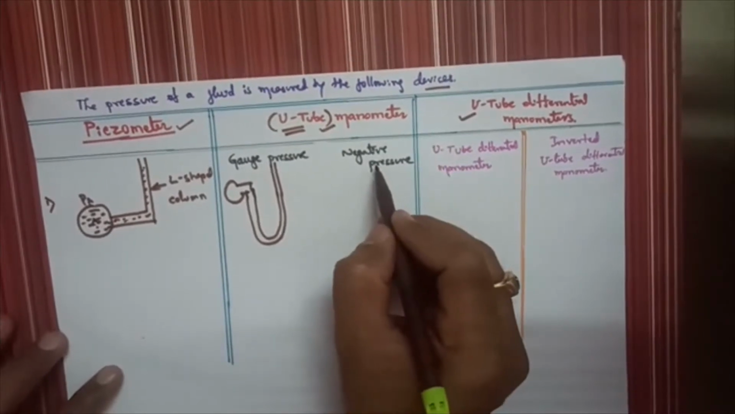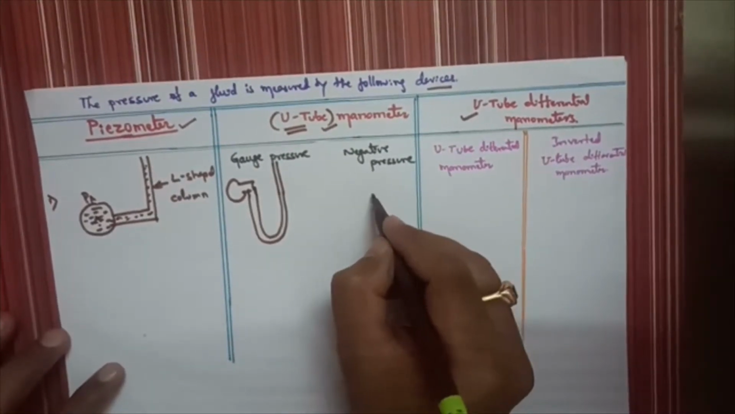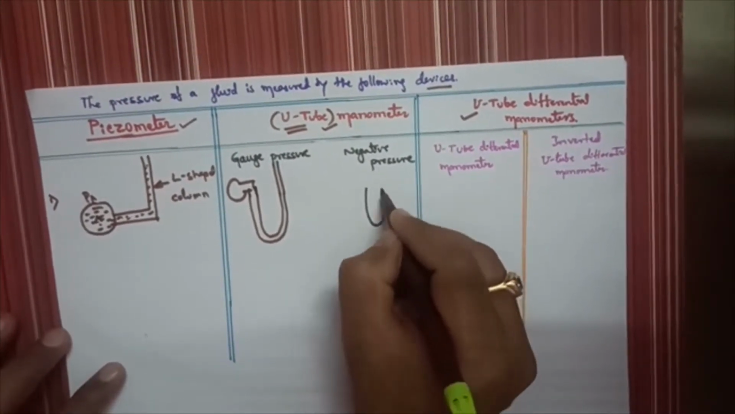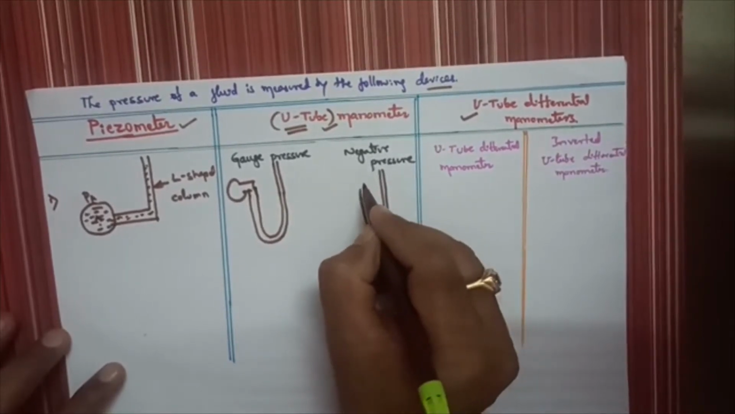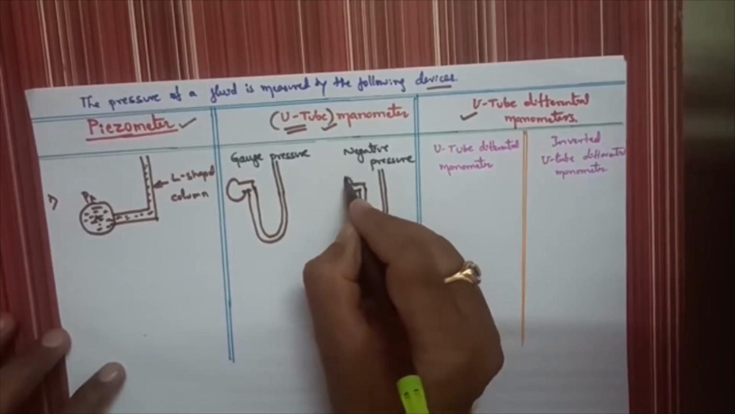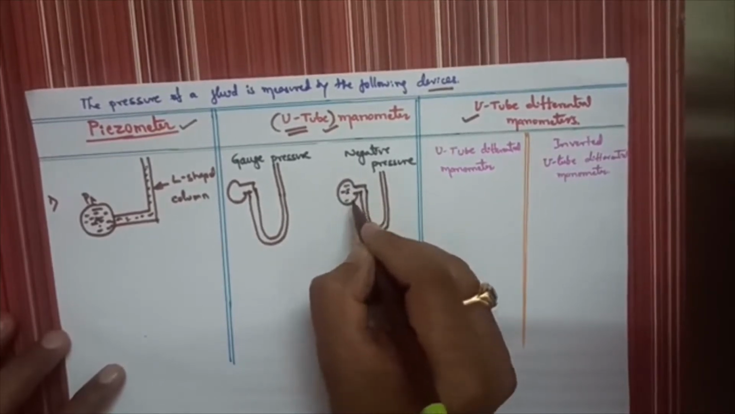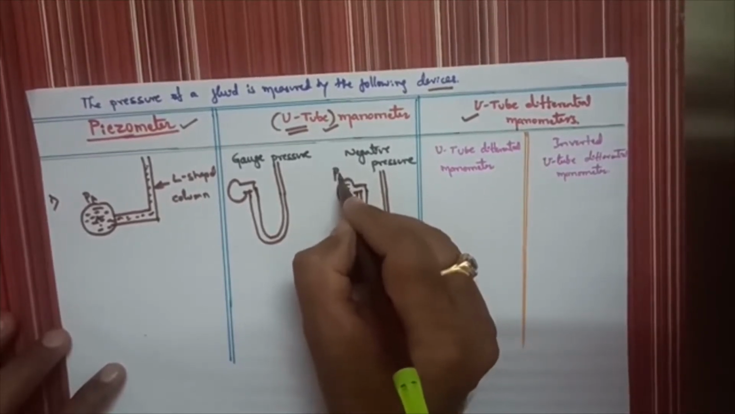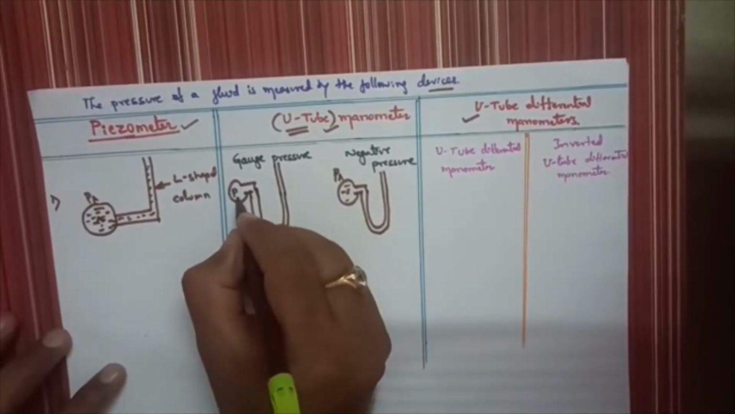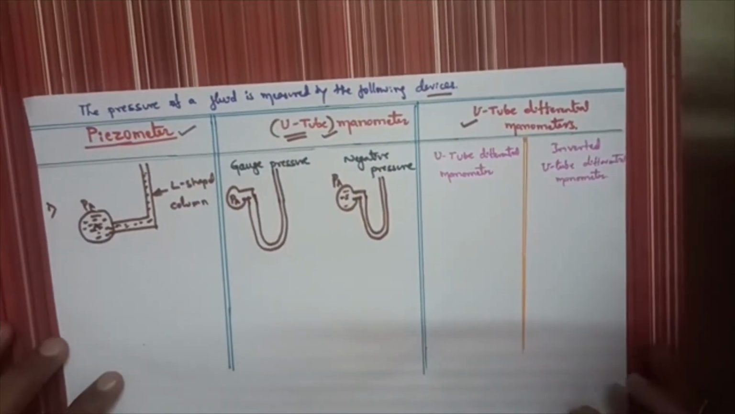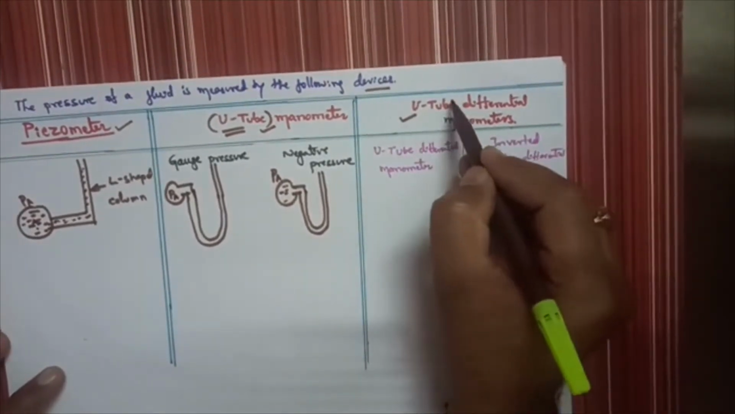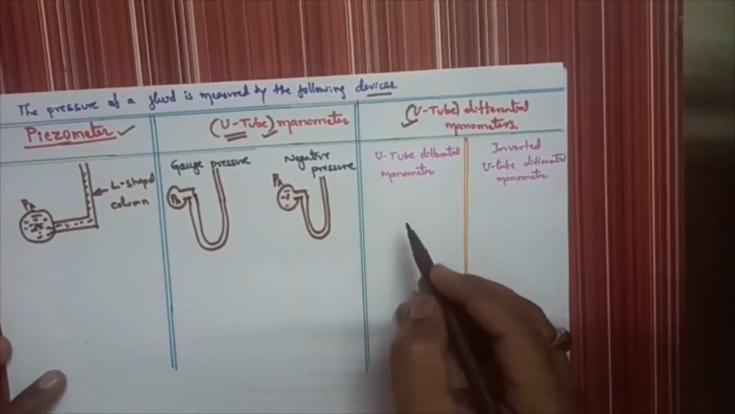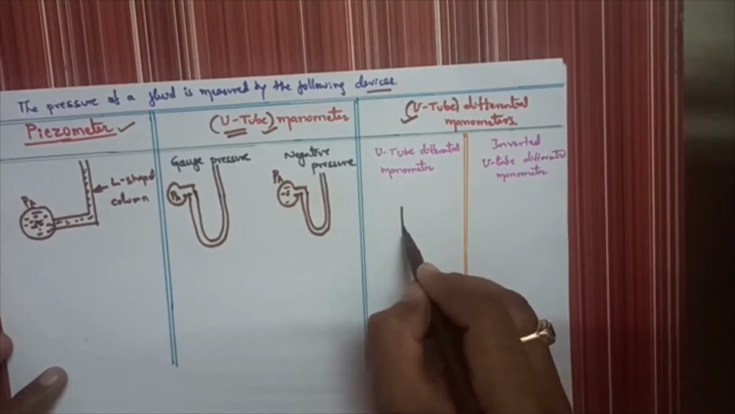For negative pressure also it is the same; it consists of a U-shaped glass tube. One end is connected to a pipe where you need to measure the pressure of a liquid, that is PA. Here it is also PA. But in the U-tube differential manometer, as the name again indicates, it is a U-tube, the structure of the manometer is the same, again it is U-shaped.